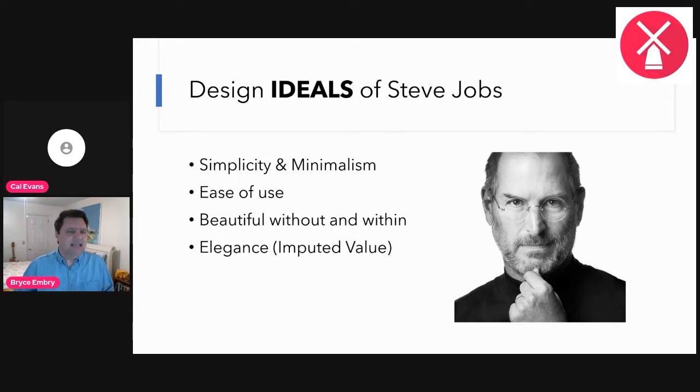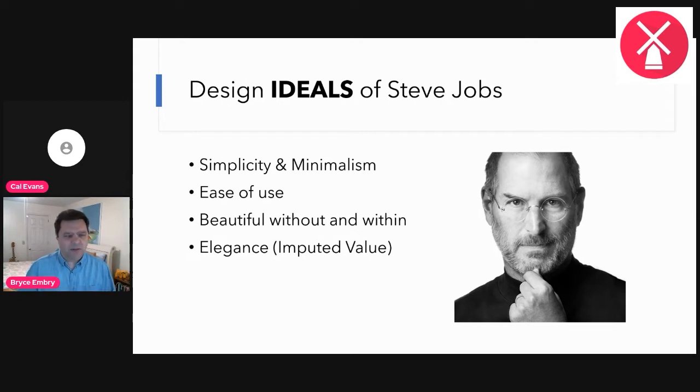And his ideals focused on some of these concepts: simplicity and minimalism, which he learned from his Zen Buddhist training and a number of other areas that he went through in life. He learned things should be simple, things should be as minimal as possible. He learned ease of use: things should be easy to understand, almost self-explanatory, take advantage of existing metaphors, and you should be able to just pick something up and start using it.